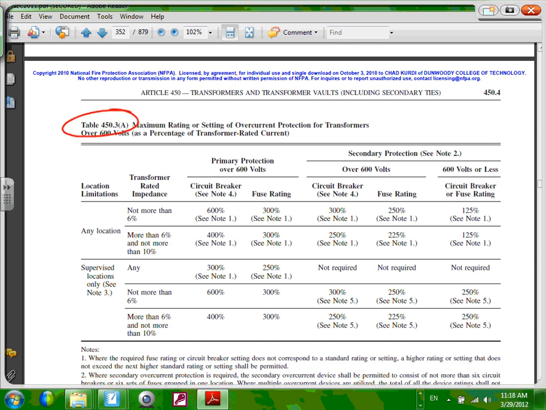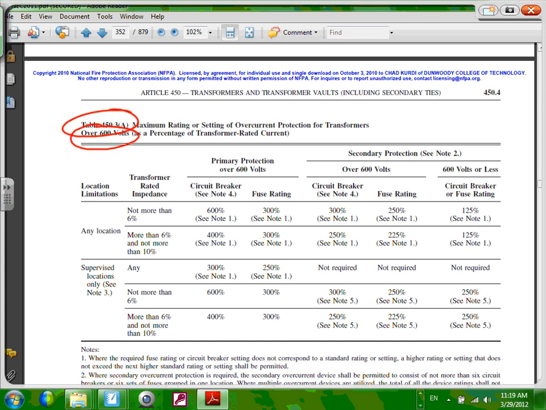450.3(A). The most important thing about this table is you use it if you have anything higher than 600 volt, primary or the secondary. Remember B? We use B if the primary and the secondary were both 600 volt or less, both of them. If one of them is higher than 600 volt, you have to go to A.